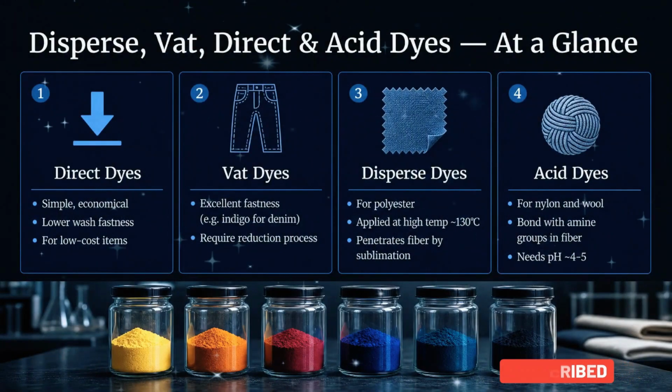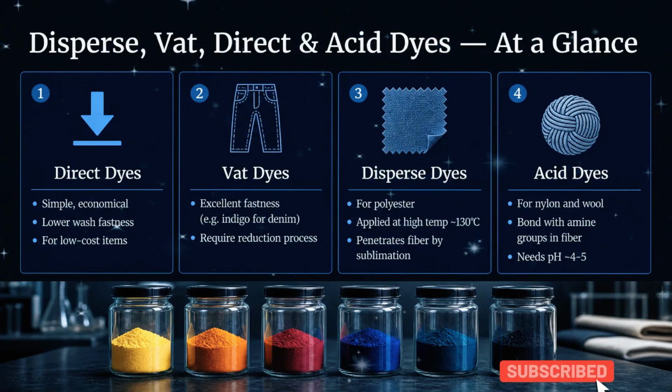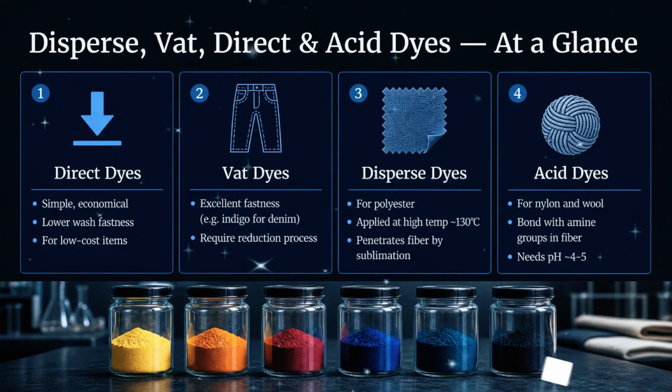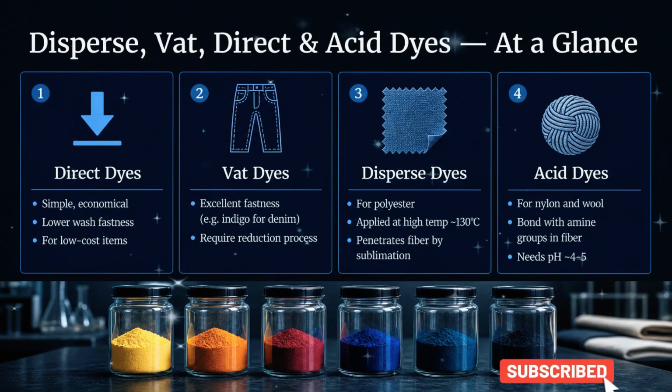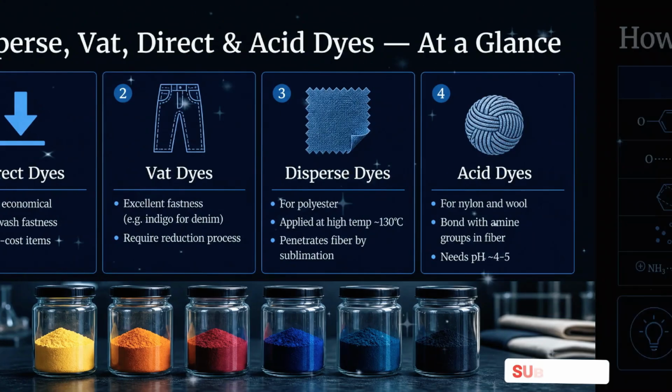Here is a quick look at other major dye classes. Direct dyes are simple and economical but have lower wash fastness. Vat dyes offer excellent fastness but require a reduction process. Dispersed dyes are for polyester and applied at high temperatures. Acid dyes are used for nylon and wool, bonding with amine groups and requiring a pH of 4 to 5.